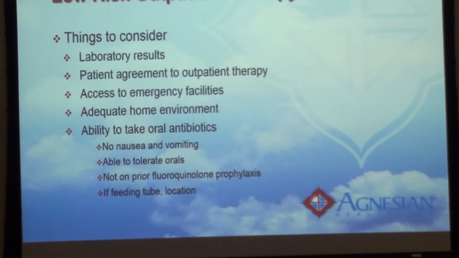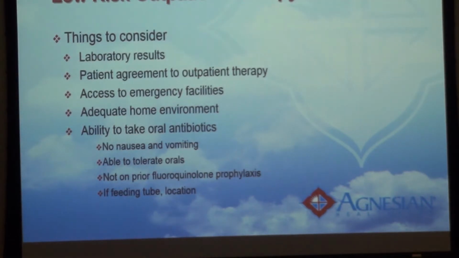Things to consider with those outpatients in particular: lab results. We know the ANC is going to be low, but we want to make sure hepatic function, renal function, those sorts of things aren't out of whack. The patient has to agree to go home and take the meds or follow the instructions that are given in order to cure it. We could treat a patient all day, but if they're not going to take the meds, they're coming back. Do they have access to those emergency facilities? Because if they spike a fever during this, they need to come back and get admitted.